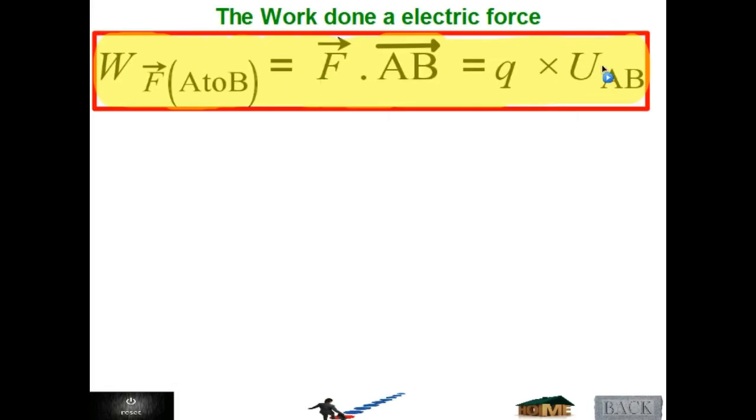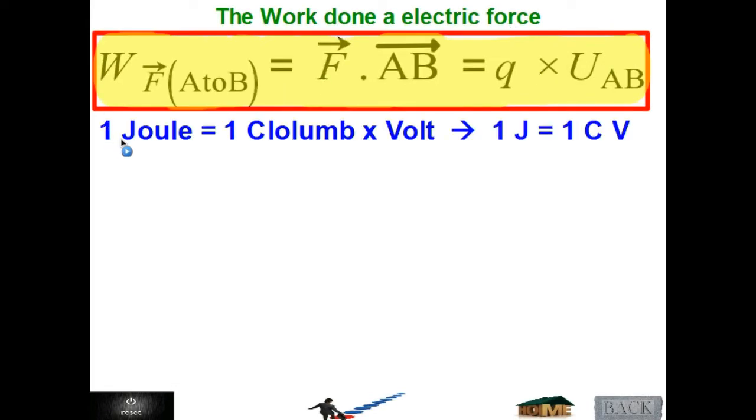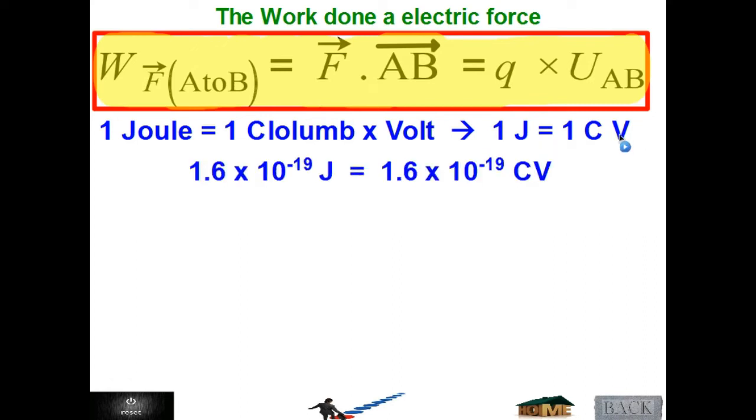We all know that the unit of work is joule. Then 1 joule equals the unit of charge, which is coulomb, times the unit of voltage, which is volt. So 1 joule equals 1 coulomb volt. Of course, I can multiply both sides by any number I need, so let us multiply both sides by 1.6 times 10 to the power minus 19. Of course, this is the trick we are using.